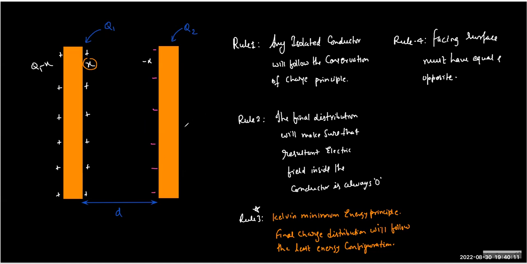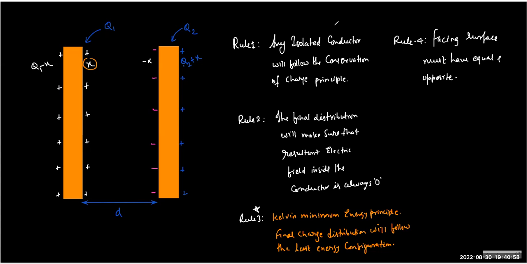So what about the other side? How much do you expect on this side? Plus X. And the net charge here will be Q2 plus X, such that the net charge is conserved. Because what we know is, for any isolated conductor, the net charge cannot change. So you cannot change the net value because these are isolated conductors.